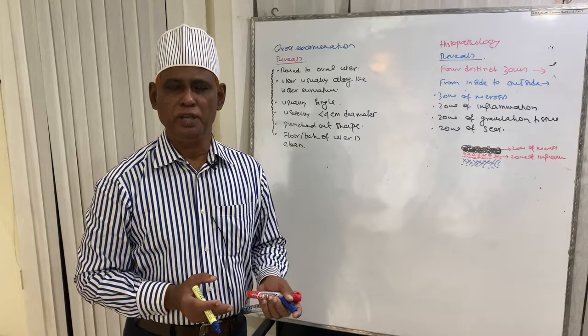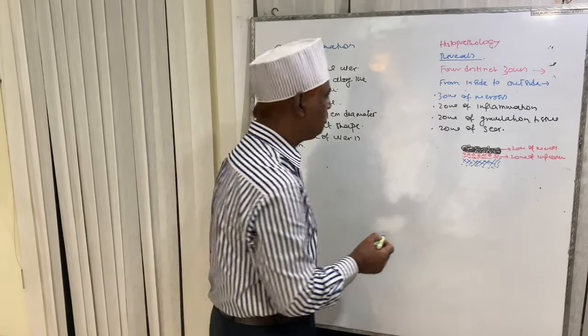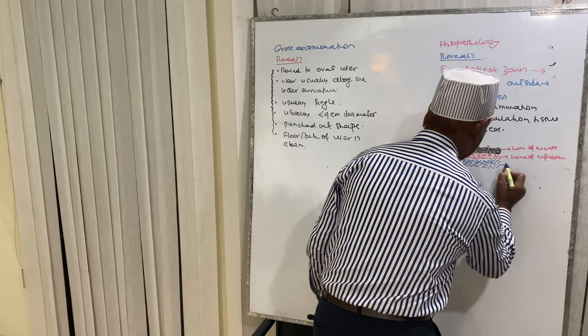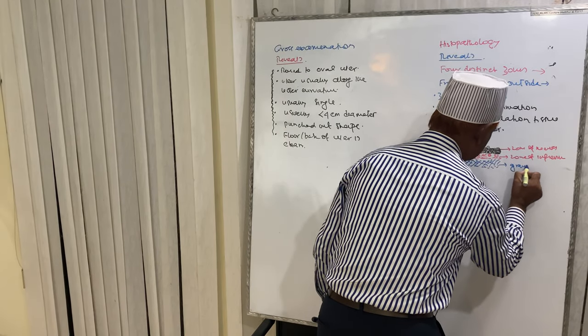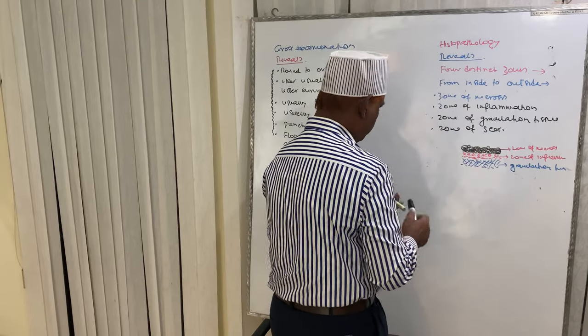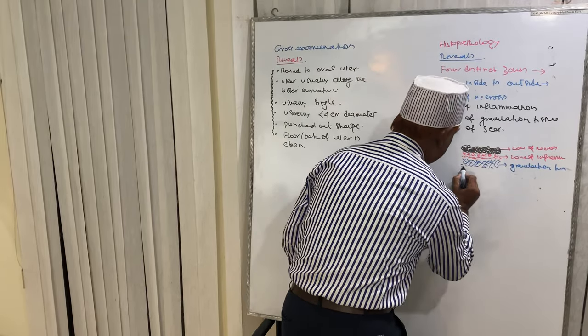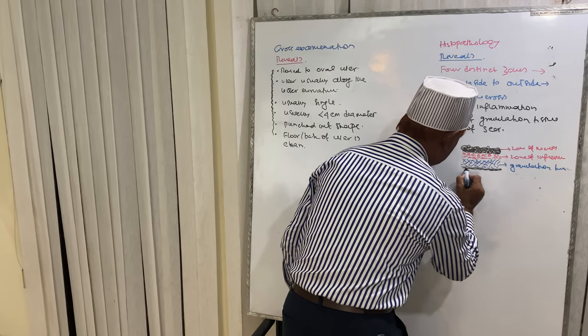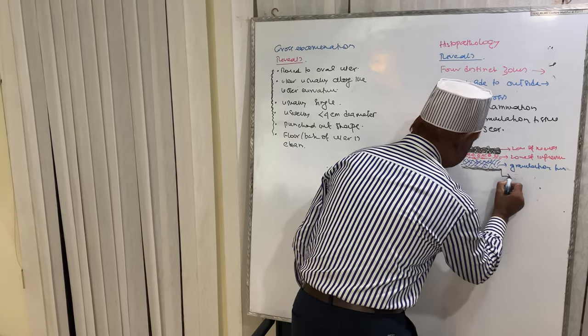And a few chronic inflammatory cells. These are the component parts of the granulation tissue. This is the granulation tissue. Then we will get fibrosis that leads to scar formation. So this is the zone of scar.